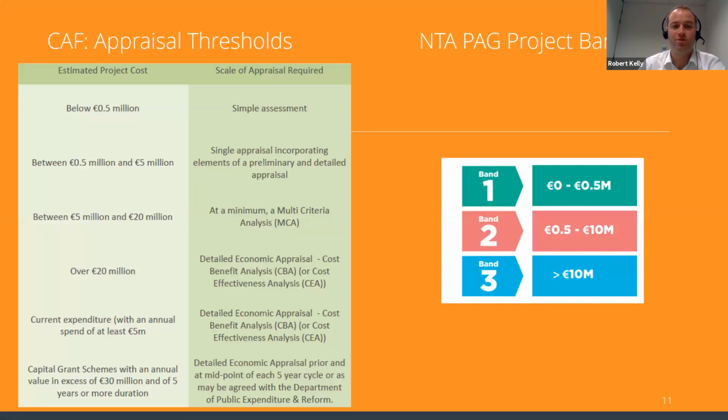And then to highlight the different appraisal thresholds in the CAF, and, as a side, the project bands of the NTA Project Approval Guidelines there on the right. Really, the key point is that over 20 million of a project cost requires a full cost benefit analysis. But as most active travel schemes will be generally less than 10 million, or certainly less than 20 million, I'll focus on projects in that range and what the typical assessment criteria or procedures would be for those types of projects.